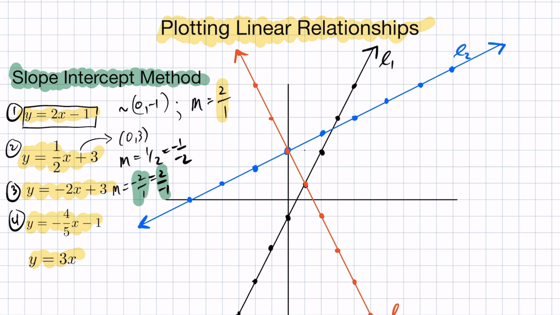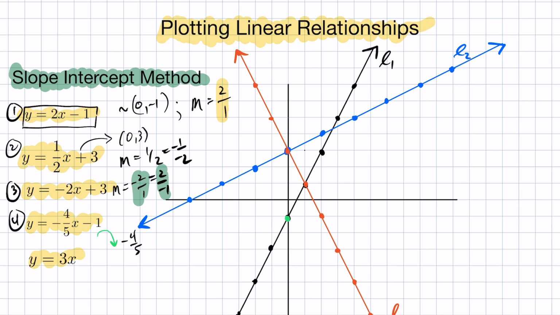So for number 4, I've got a y-intercept at -1 this time, so it can be on this spot here. And this time my slope is -4/5. So you're looking at a slope value of -4/5.